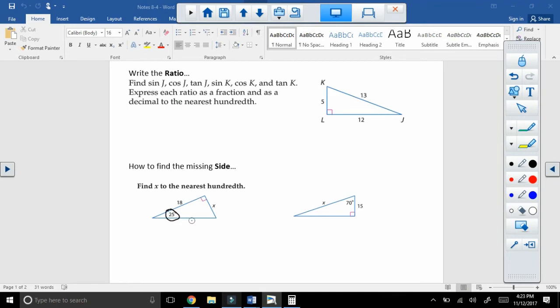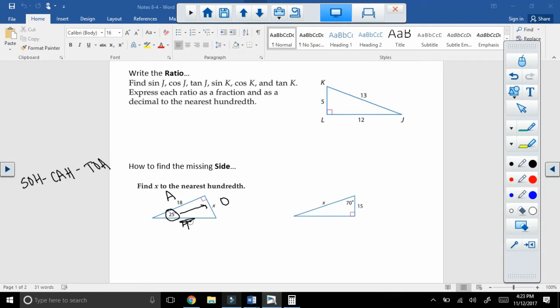Your first step is always going to be to figure out what side you have in relationship to this angle. So I'd like to go through and label all three. This would be the hypotenuse. This side over here would be opposite from that, and then this one is the adjacent. So if you're thinking about your three ratios, you need to decide first which one it's going to be.